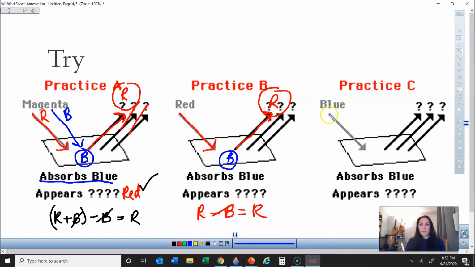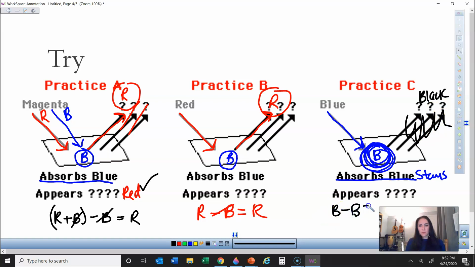Okay, let's see. Blue absorbs blue. Haha, so that sits in there. I don't know how to make this different from what I did before. So if it absorbs blue, it stays. Which means there's no red to bounce off and there's no green to bounce off. So in fact, this becomes black. There's no color. Blue minus blue makes black. So that's how these color things kind of work.